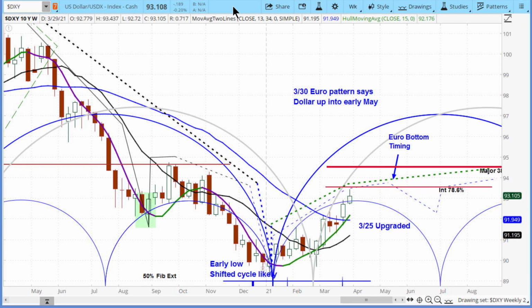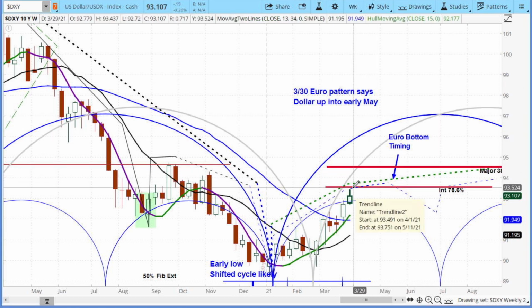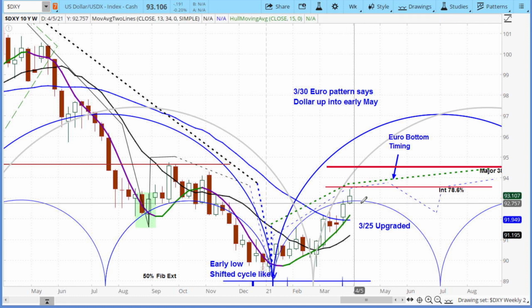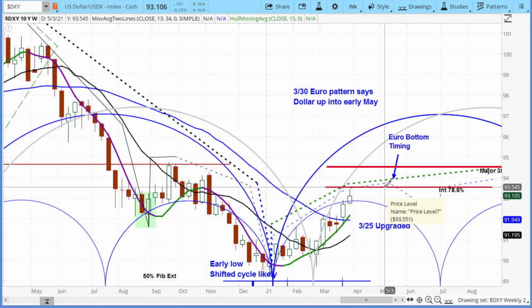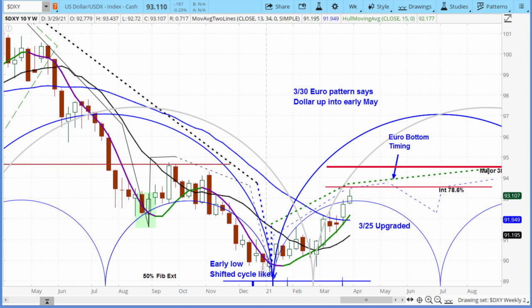So good strength that you're looking at in here. We talked about it getting up to this area into the 92s. It moved through there. The next resistance is 93.54. And then up in here into the 94.5s, which is what we think is a pretty good likelihood now based on the pattern that we're seeing.